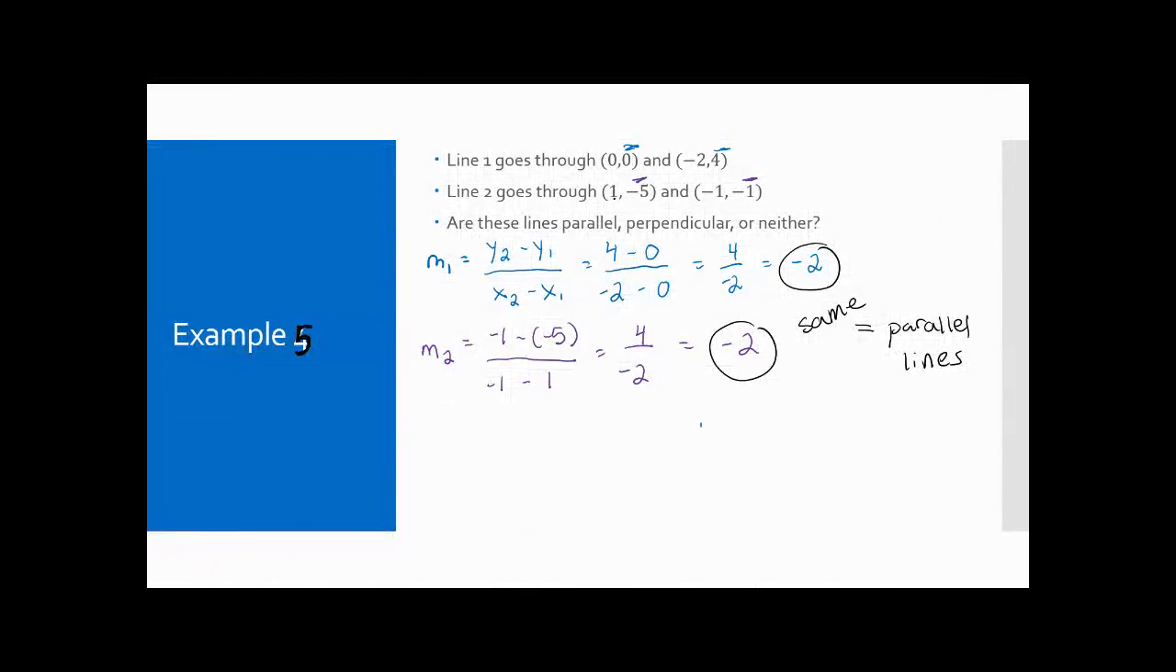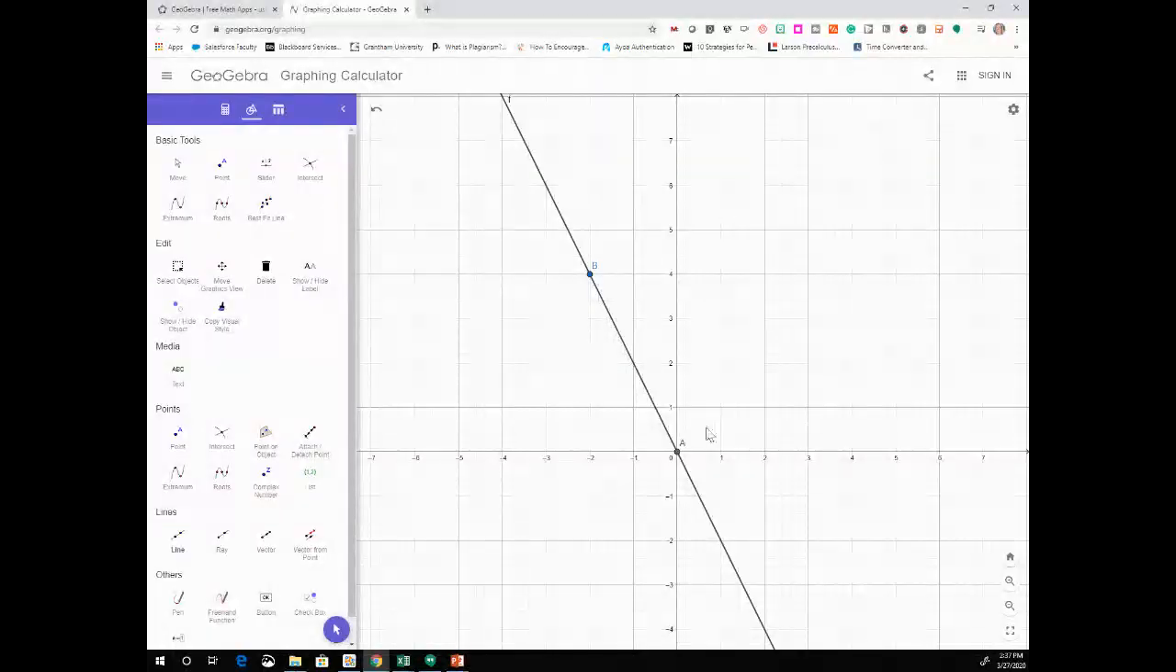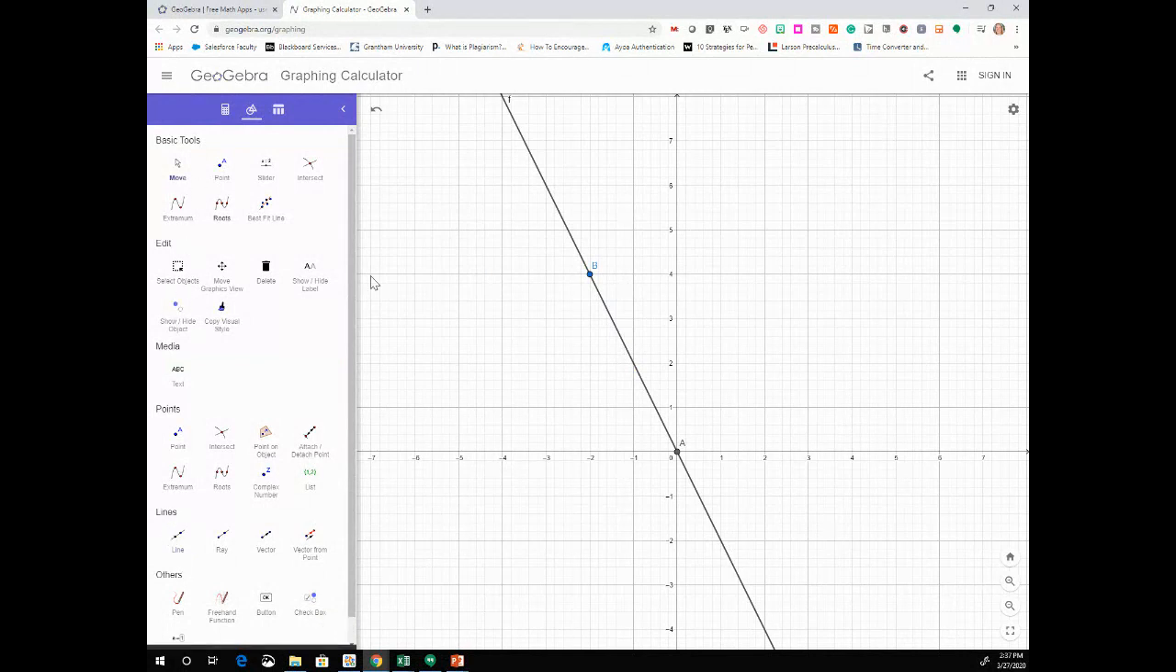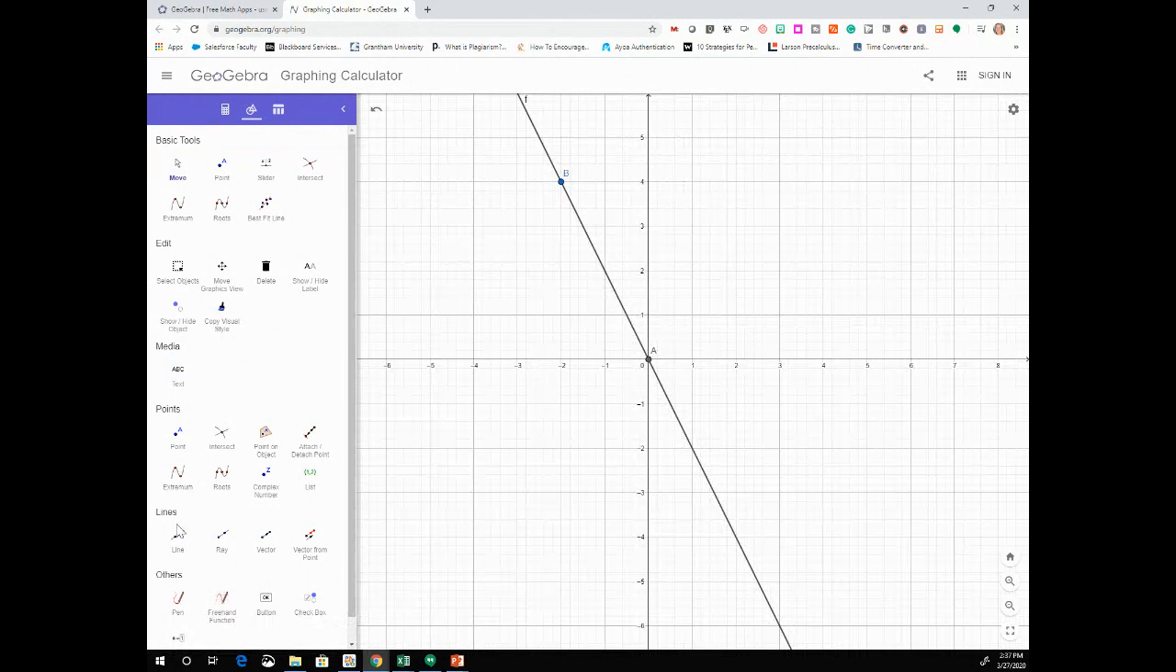Our second line goes through (1, -5) and (-1, -1). So I'm going to graph that one. So (1, -5). I'm going to have to move a bit so I can see that on the graph. (1, -5) is down here. And then it was (-1, -1).